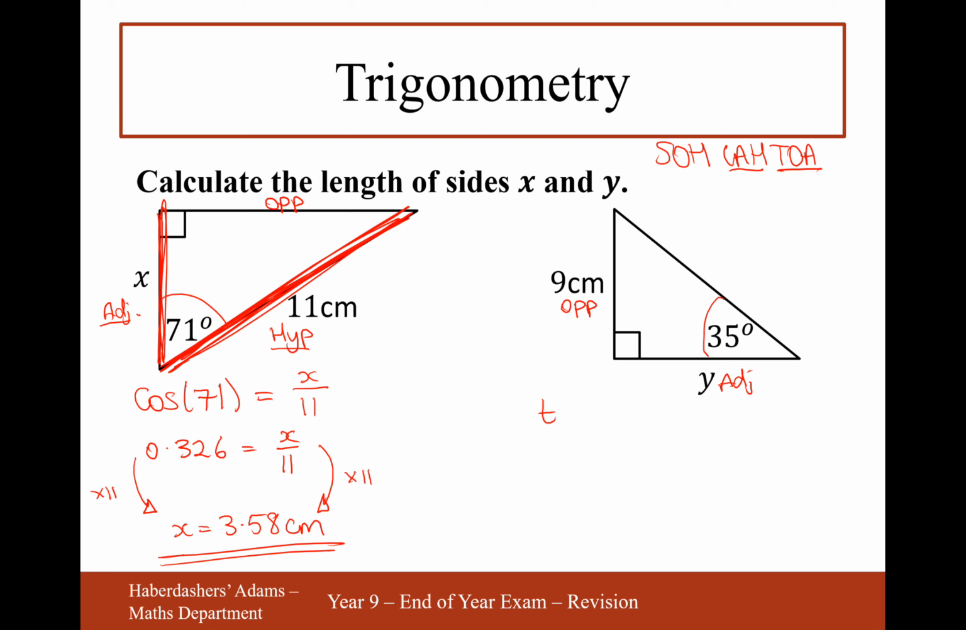So it'll be tan 35 equals, in the correct order, O divided by A, which will be 9 divided by y. Slightly harder question because the missing letter is on the bottom. So let's work out what tan 35 is. Tan 35 equals 0.700.